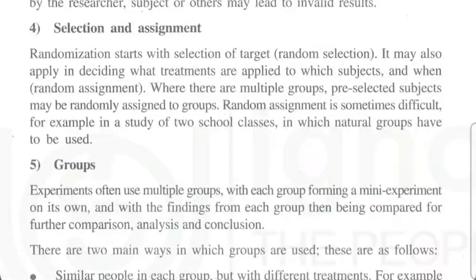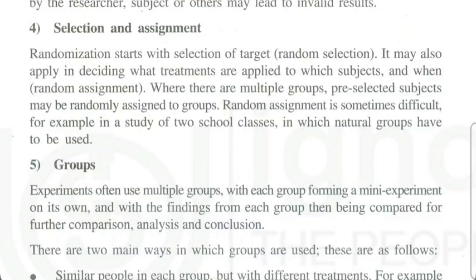4. Selection and assignment. Randomization starts with the selection of targets, random selection. It may also apply in deciding what treatments are applied to which subjects and when, random assignment. Where there are multiple groups, pre-selected subjects may be randomly assigned to groups. Random assignment is sometimes difficult, for example, in a study of 2 school classes in which natural groups have to be used.